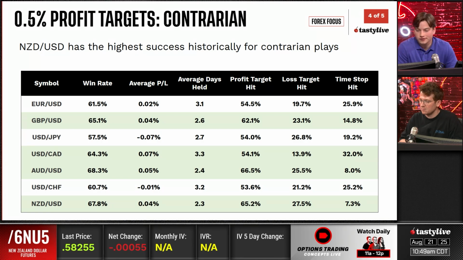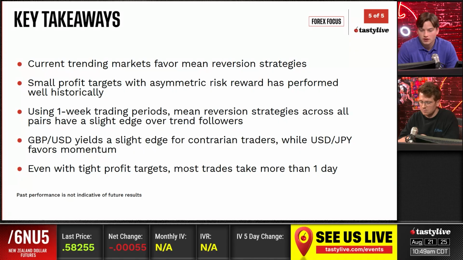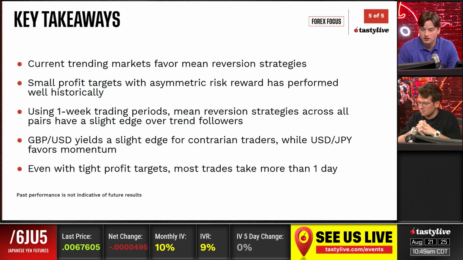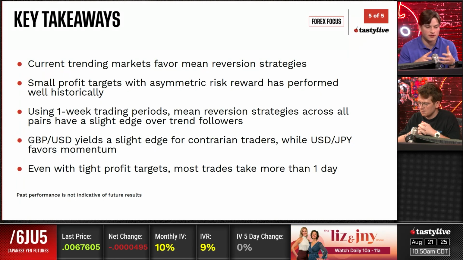I think we covered most of them, but just to summarize, the current trending markets that we called out, those in particular favor mean reversion strategies. The small profit targets that we used with the risk reward have performed relatively well, especially in this low volatility environment, much more likely than looking for those moonshots like we see in something like dollar yen.